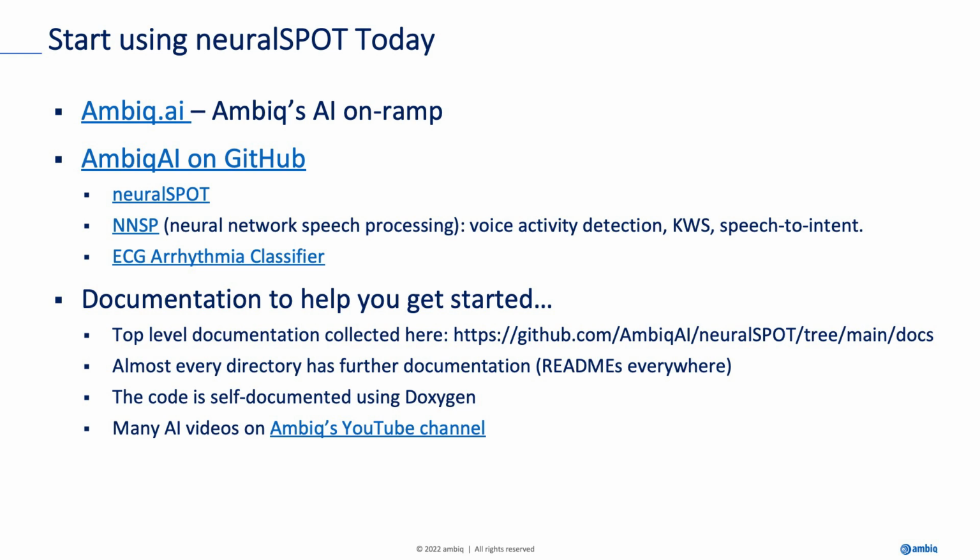And while I'm here, our model zoos are not like the examples that you just saw, right? The examples you just saw are pre-compiled. All the weights are there. They're really just examples of how to deploy a model using neuralSPOT. NNSP and the ECG arrhythmia classifier are completely different beasts. These are end-to-end, kitchen sink, everything included models. So this is what a data scientist would actually start from, right?